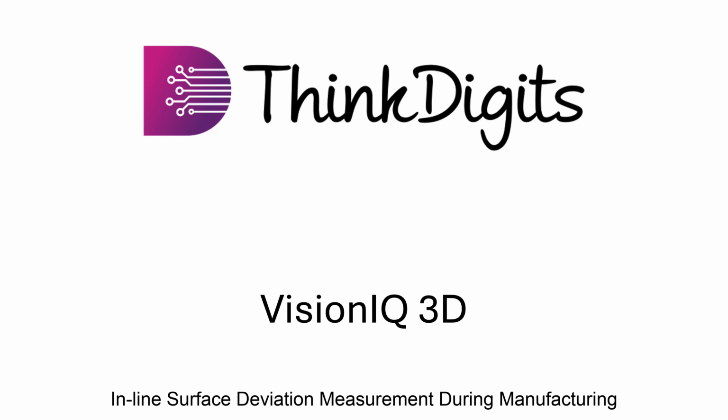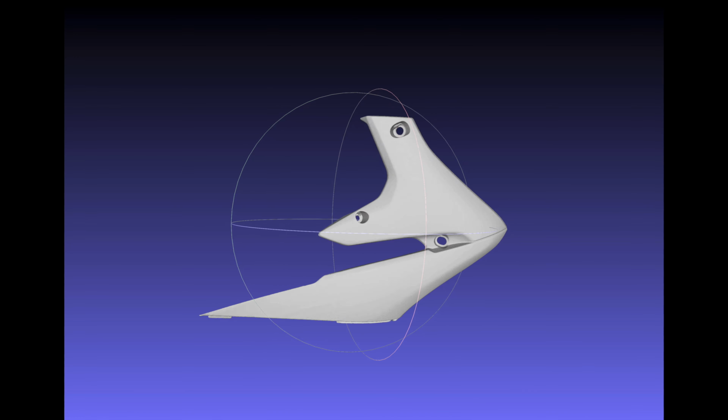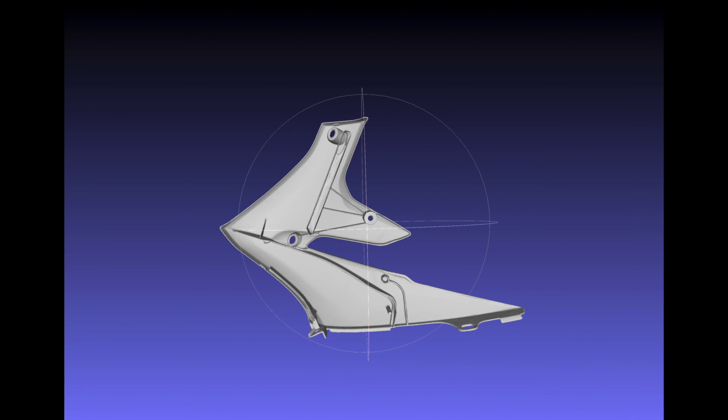ThinkDigits presents VisionIQ 3D for inline surface deviation measurement during manufacturing. VisionIQ 3D utilizes a three-dimensional camera to scan manufactured parts such as this fairing. The scanned fairing is then converted into a detailed 3D model.